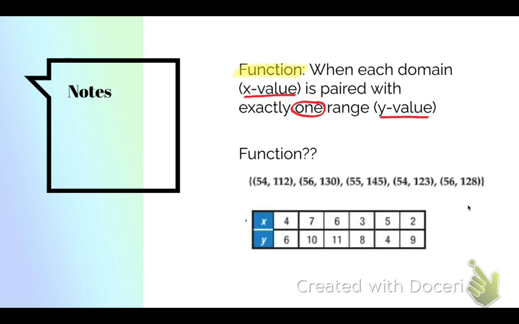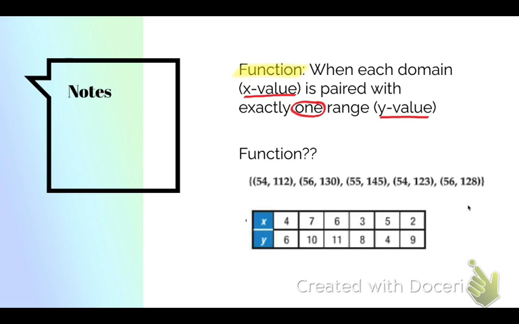So the way that I describe this to students sometimes is x's and y's are like boyfriends and girlfriends, and we don't want any of the x values to be cheating. So that means that the x values can only be paired with one y value.